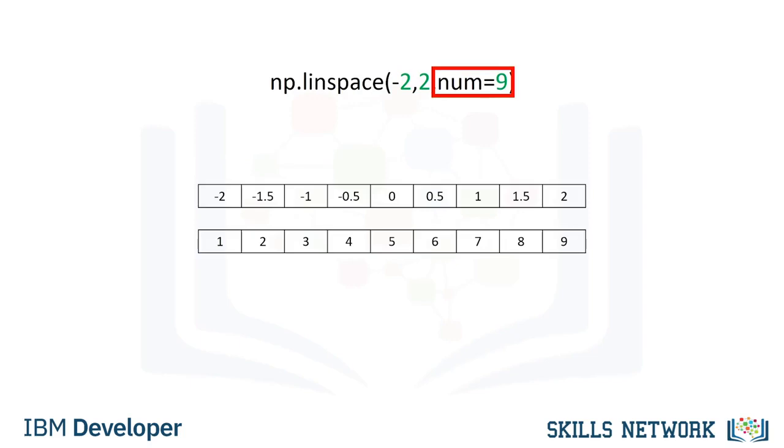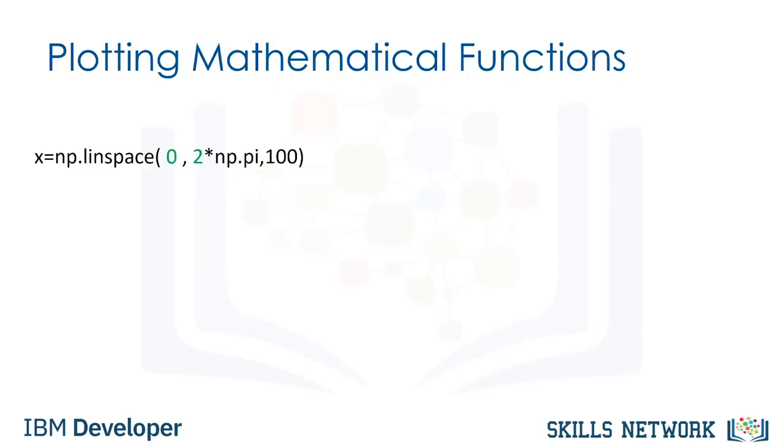If we change the parameter num to 9, we get 9 evenly spaced numbers over the interval from -2 to 2. The result is the difference between subsequent samples is 0.5 as opposed to 1 as before. We can use the function linspace to generate 100 evenly spaced samples from the interval 0 to 2 pi. We can use the NumPy function sine to map the array X to a new array Y.